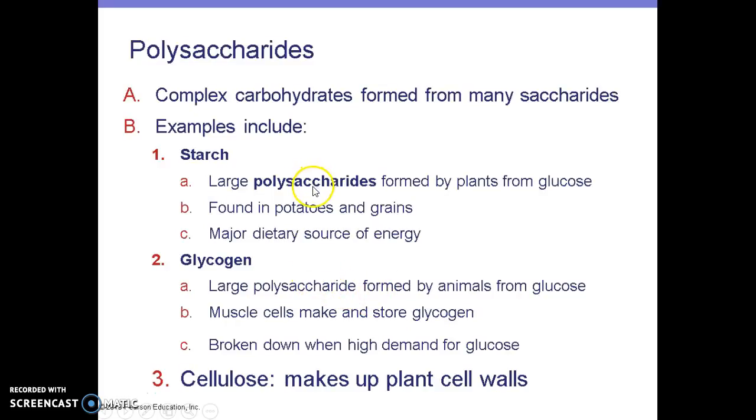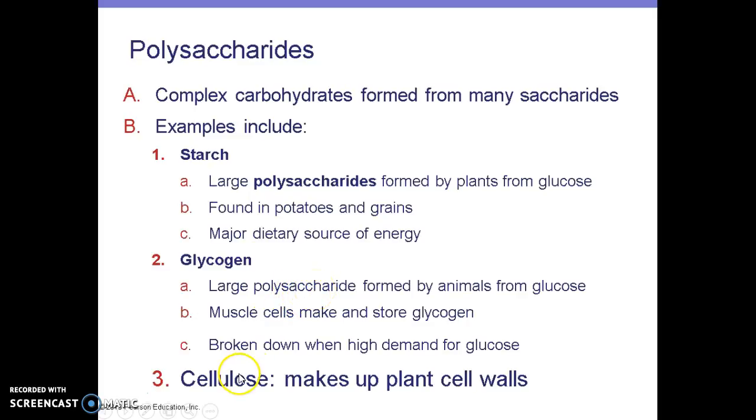Polysaccharides are complex carbs formed from many saccharides. The most important examples are starch, glycogen, and cellulose. Plants make starch, and we eat that for energy. Glycogen is kind of like an animal starch. I shouldn't say animals make starch. Plants make starch. Animals make glycogen, and it's the storage form of glucose in the liver and in our muscle cells.